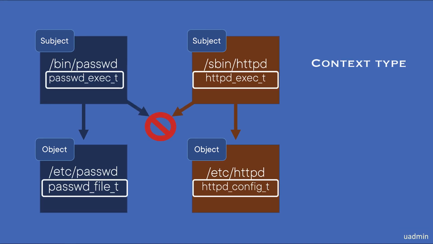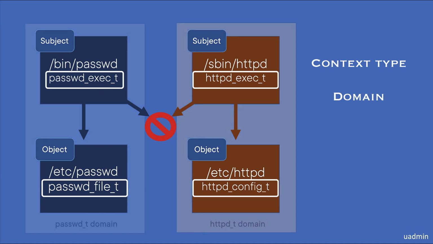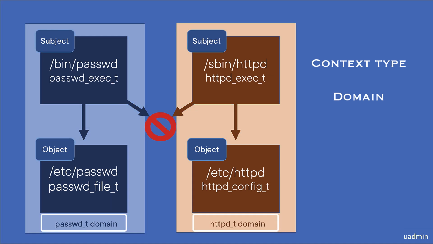Now, what about these labels? A label contains the context type, and labels with the same context type belong to the same domain. Now, the domain can be regarded as a container or a sandbox kind of thing. It simply means that by default, context types cannot break out of their domains. So basically, as discussed, a subject with a particular context type cannot access an object that has a different context type.